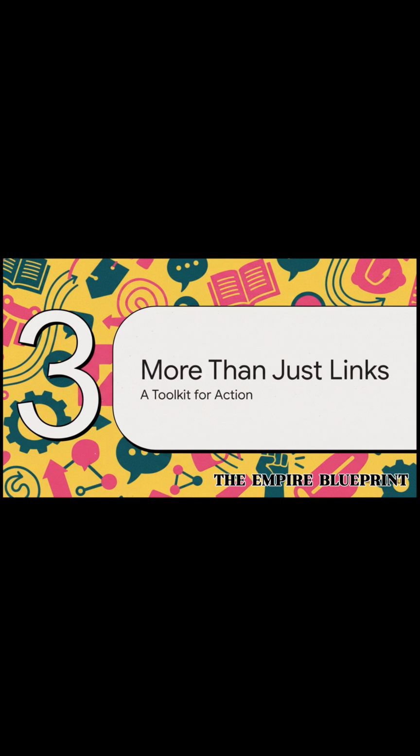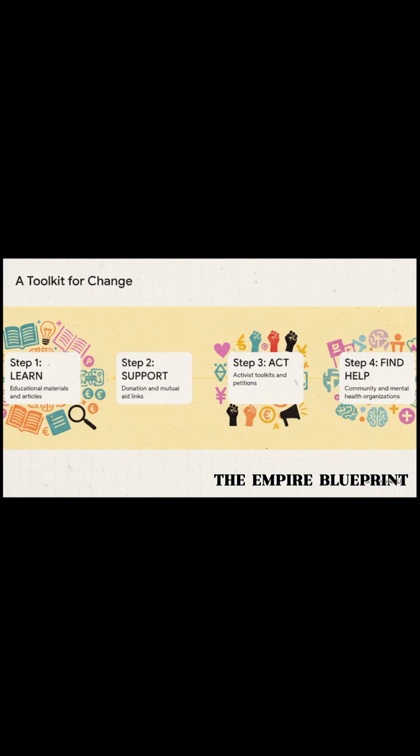But here's what's really cool. This directory is more than just a big list of links. It's actually a toolkit for action. Let me show you what I mean. See, it's structured based on what you want to do. It's brilliant. Say you just want to learn. Well, you'll find articles and educational stuff. Want to support a cause? You'll find links for donations and mutual aid funds. If you're ready to act, it's got petitions and activist toolkits. And this is so important. If you or somebody you know needs to find help, it points you straight to support organizations.